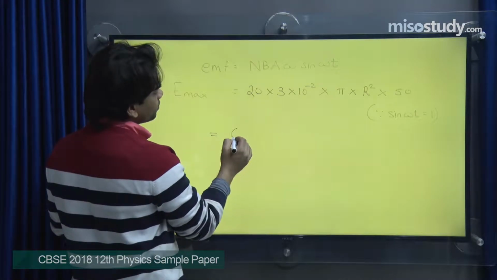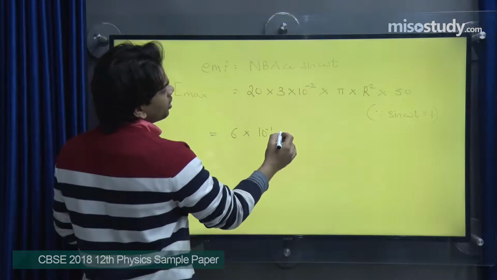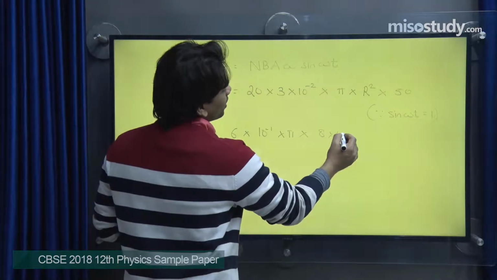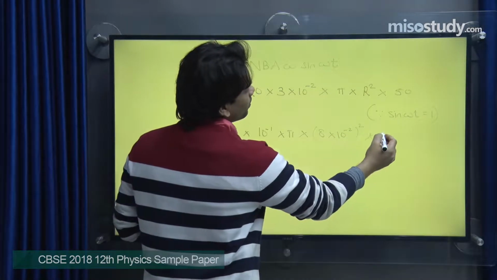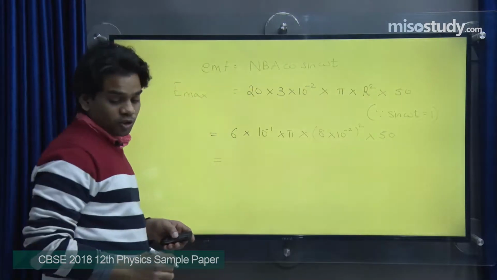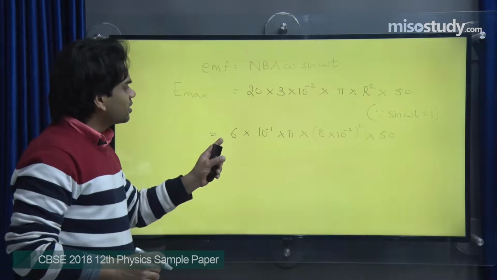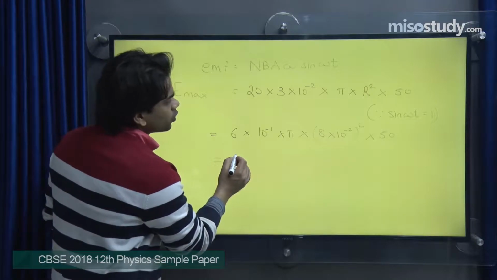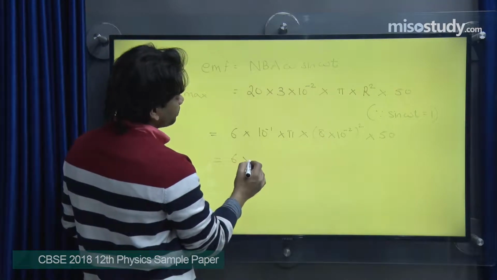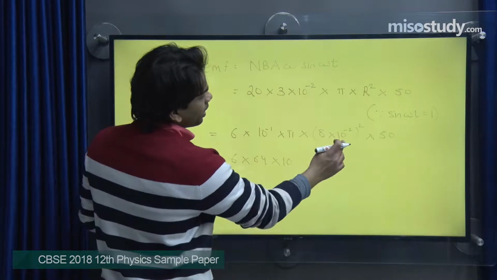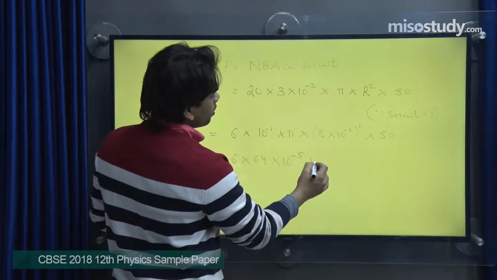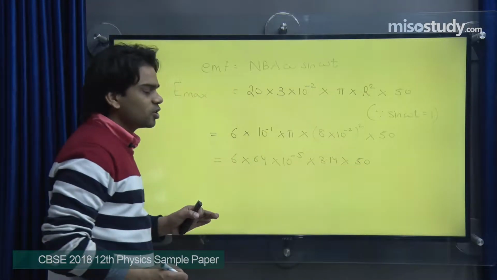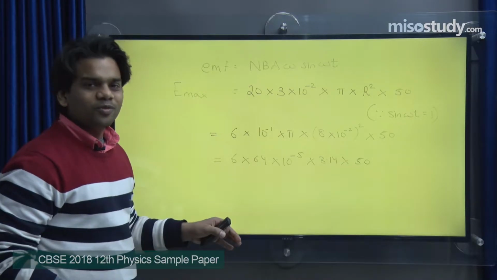20 into 3 will give you 60, 6 into 10 to the power minus 1, this I can write, into pi, and the value of r is given as 8 centimeter, so 8 into 10 to the power minus 2 whole square, multiplied by 50. You have to solve this and reach the value of EMF, and this can be easily evaluated if you note that pi is given as 3.14. So 6 into 8 into 8, 64, 10 to the power minus 4 minus 1, so minus 5, multiplied by pi 3.14, and 50. I can easily solve this. I want you all to take down till here and I will give you the value.